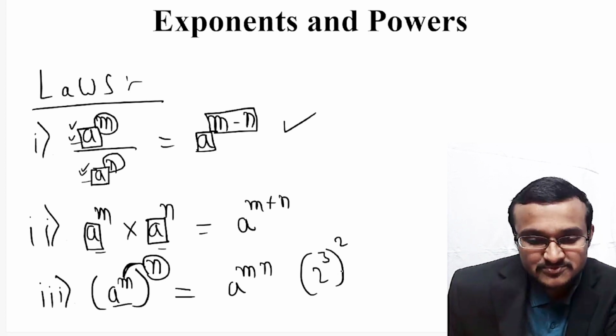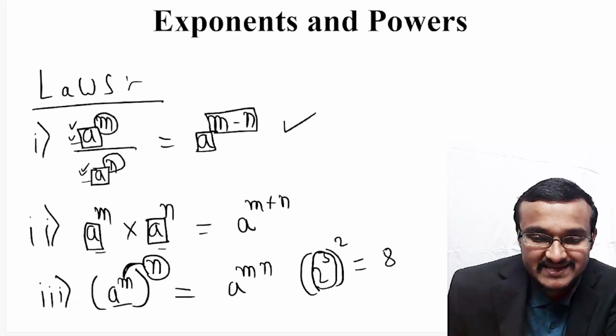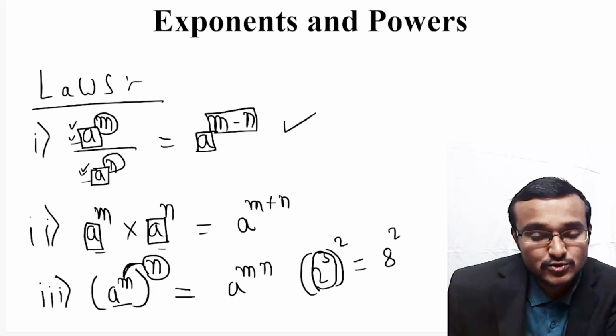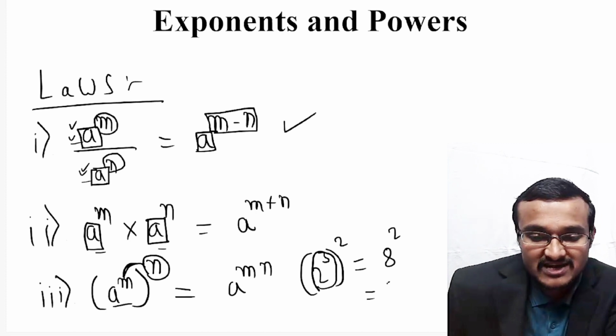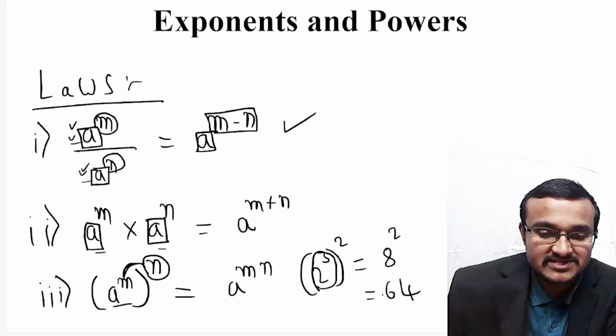So now let us solve this particular equation. Whatever is inside the bracket, first we will solve that. What is 2 power 3? 2 power 3 is 8. Outside, power 2 is there. So 8 square. What is the value of 8 square? 8 square is actually 64.